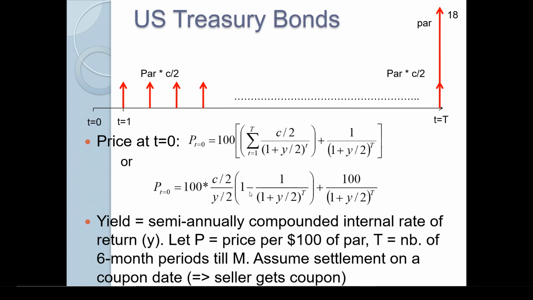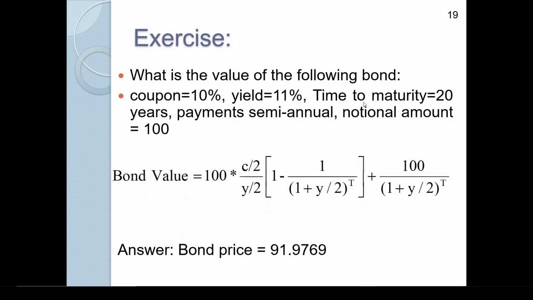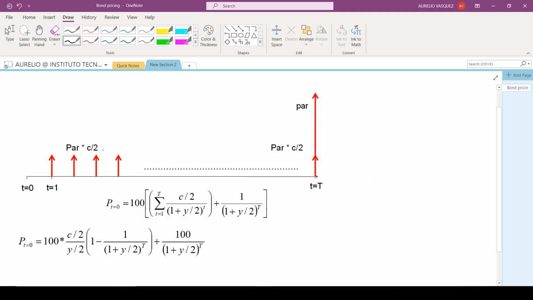So now let's see them in practice. So imagine we have the following case. We have this bond that pays a coupon of 10%, has a yield to maturity of 11%, time to maturity is 20 years, and the payments are semi-annual with a notional amount of 100. This is going to be our bond. So here we're going to have that the par value is 100, the coupon is 10%, the yield to maturity is 11%, and the time to maturity, M, is equal to 20 years.